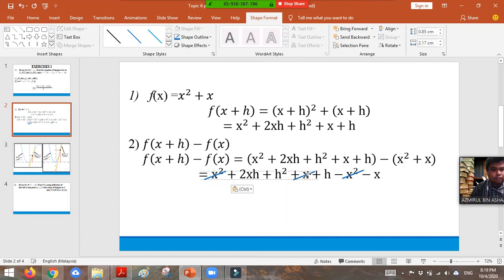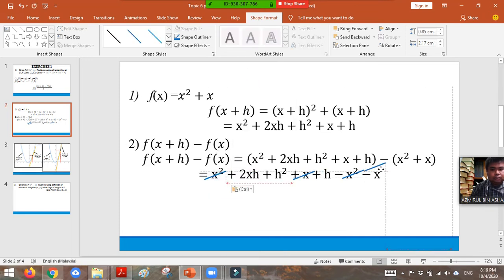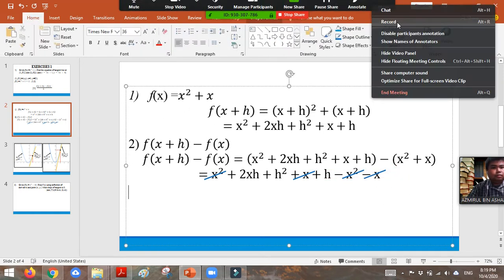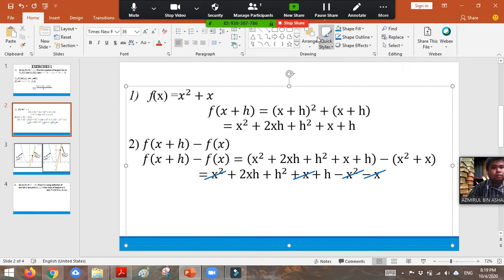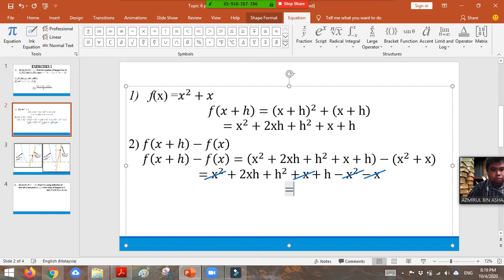And after that, positive h with negative h. So what you will get is equal to 2xh plus h power of 2 plus h, right?